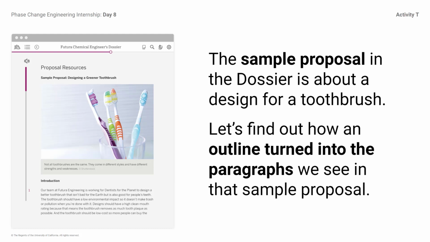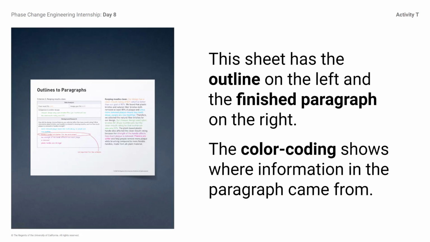The sample proposal in the dossier is about design for a toothbrush. Let's find out how an outline turned into the paragraphs we see in that sample proposal. This sheet has the outline on the left and the finished paragraph on the right. The color coding shows where information in the paragraph came from.